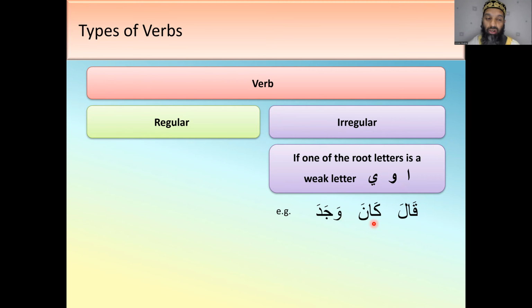So can anyone tell me why is qala irregular or weak? I might just call it weak, it's easier. Why is it weak? Qala. Because it has an alif there. Right, okay. For now, that answer is acceptable. Kana, there's an alif. Wajada, there's a waw. Fantastic. So when you see one of these verbs and it has an alif, waw, or ya as one of the root letters, then that verb is irregular or weak.